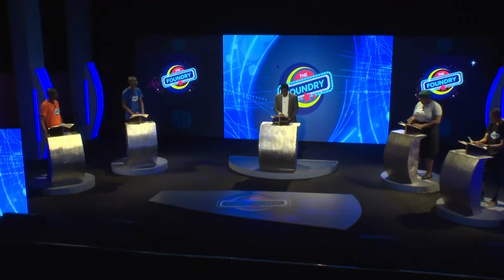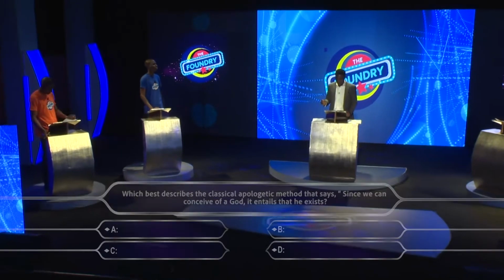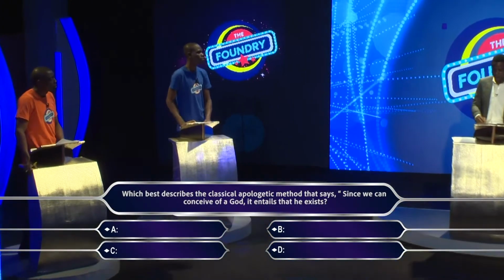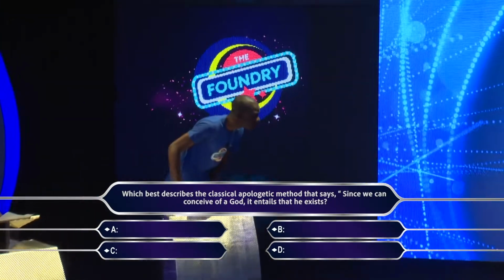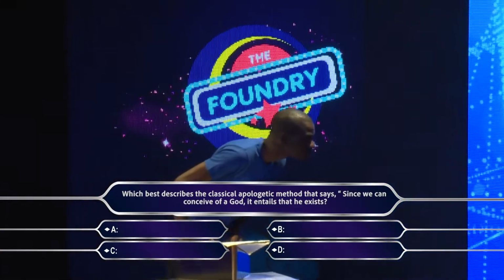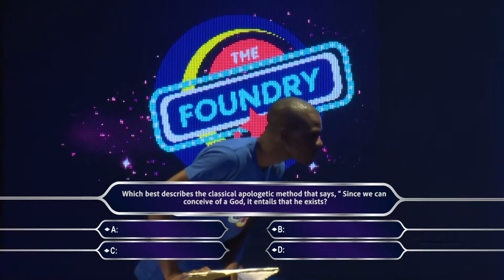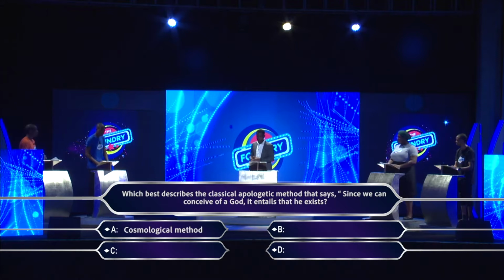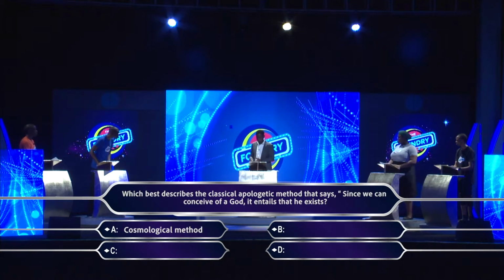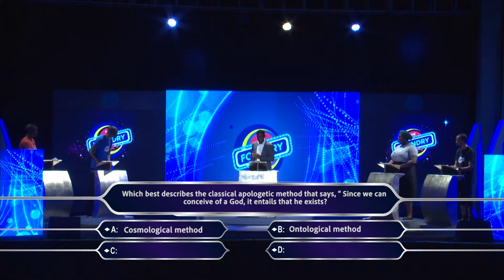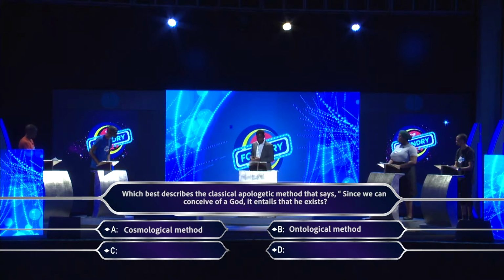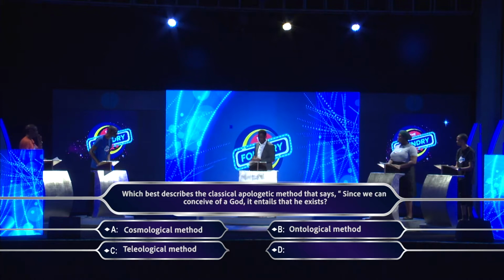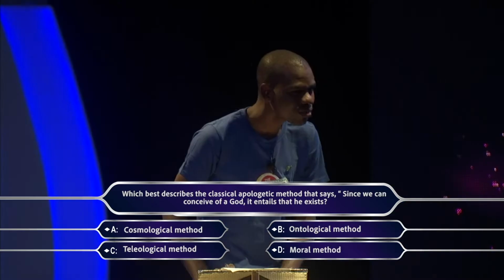Okay. Now your question. Please hold on. Which best describes the classical apologetic method that says, since we can conceive of a God, it entails that he exists? A, a cosmological method. B, an ontological method. C, a teleological method. And D, a moral method.